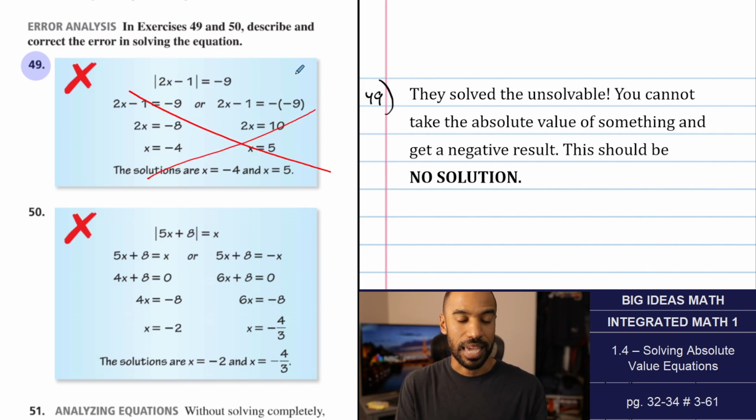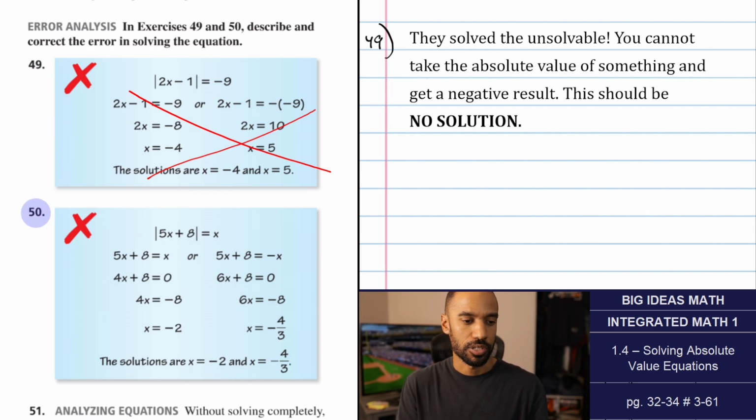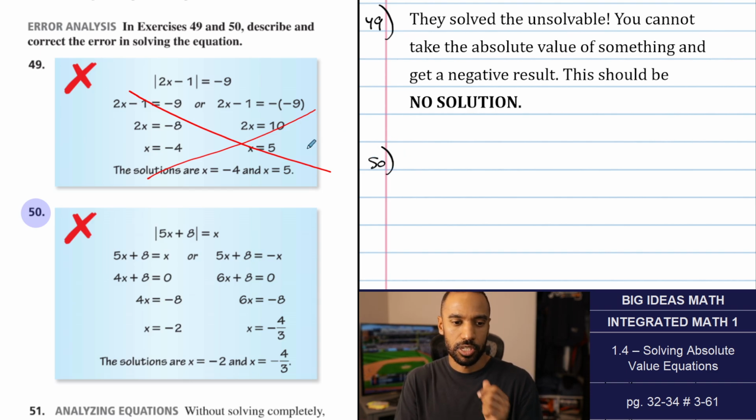Now, do people do this? Yes. Are there times where this can work? Not for equations, but inequalities, there's a possibility, and we have to speak more on that next chapter. Not for equations. Number 50. Absolute value of 5x plus 8 equals x. Let's go through their math and see what they do.